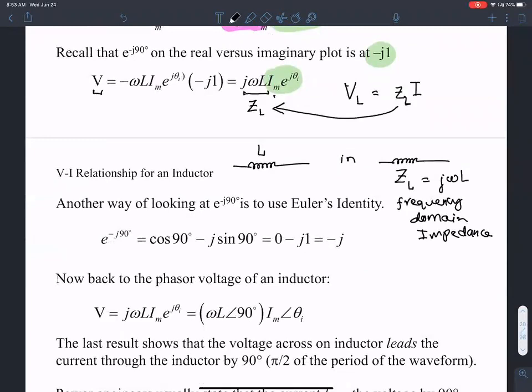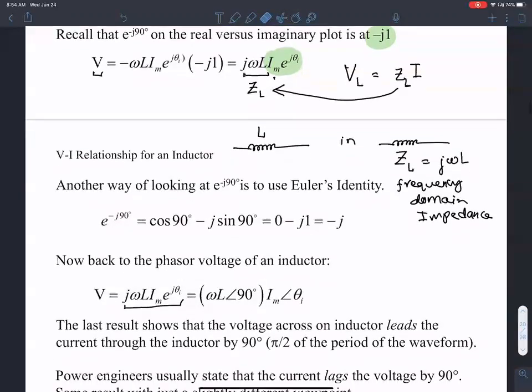Now back to the phasor voltage of the inductor, we can simply say that it is omega L angle 90, Im angle phi. This is 90 degrees, and then there is an additional phase shift. So the voltage across an inductor leads the current through the inductor by 90 degrees.